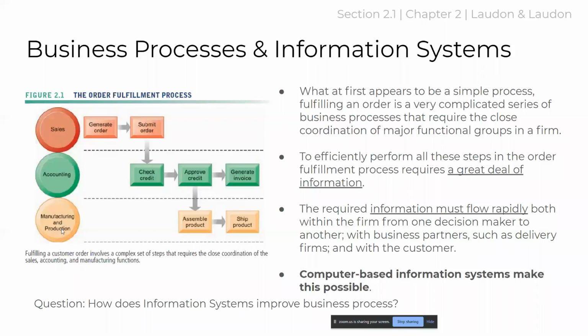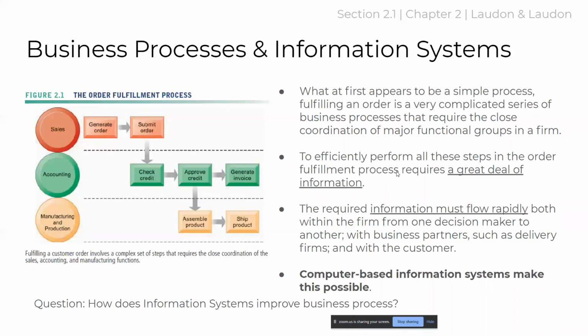And then it goes to the manufacturing and production department, and they say, oh, this order has been approved, we need to now package and ship the product. And you see these different steps and different departments. So what at first appears to be a simple process in fulfilling an order is actually a very complicated process behind the scenes, to make sure that this is coordinated in a company.